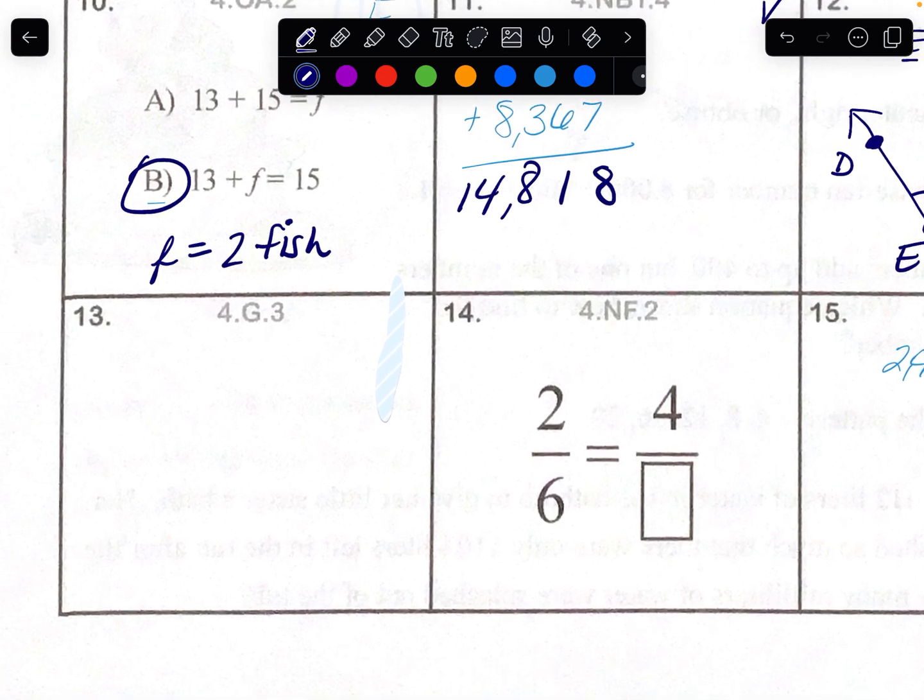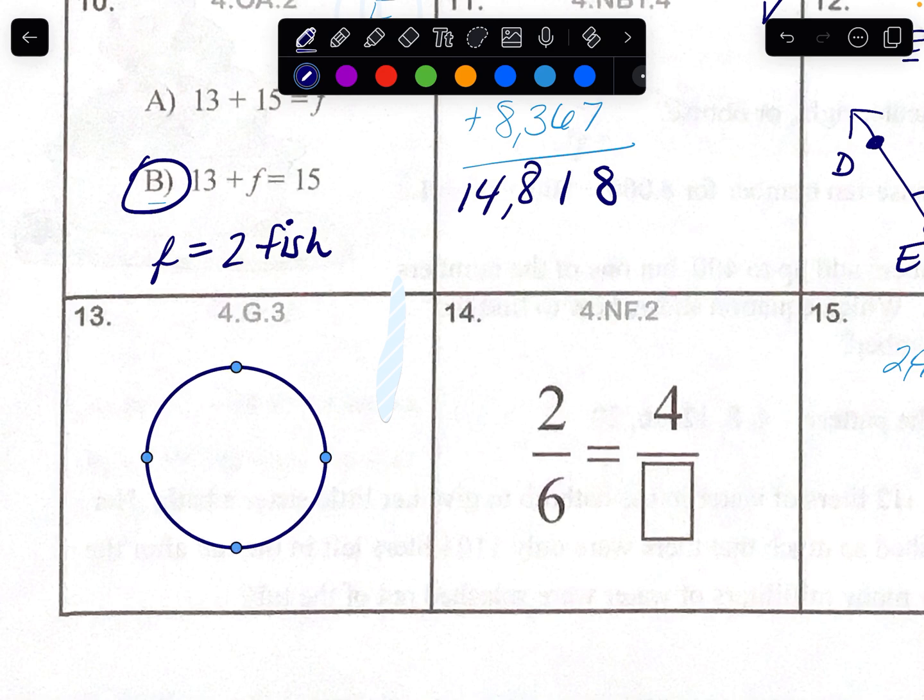All right. 13 was draw a circle and draw in 4 lines of symmetry. Now, lines of symmetry are where you draw a line down something and it's the same thing on both sides. Now, a circle pretty much has endless lines of symmetry. You can do this so many ways. It's crazy. So mystery letter here is the letter I.